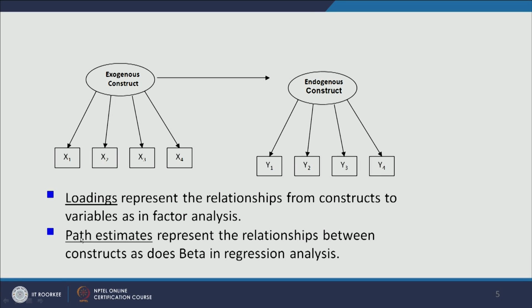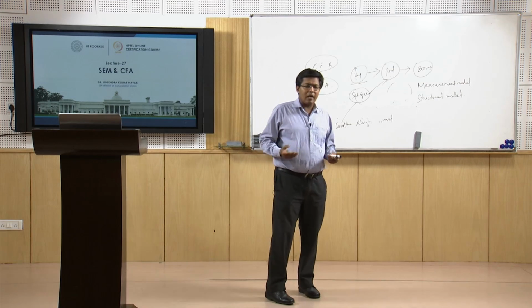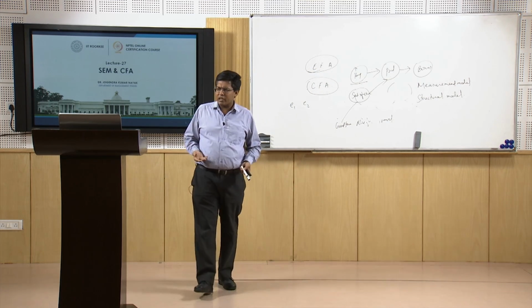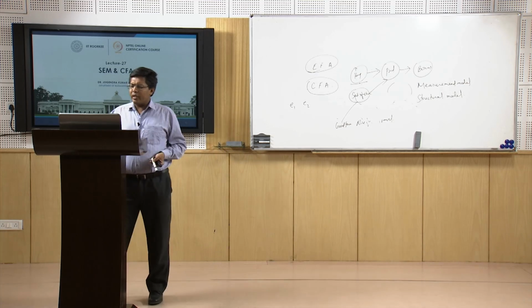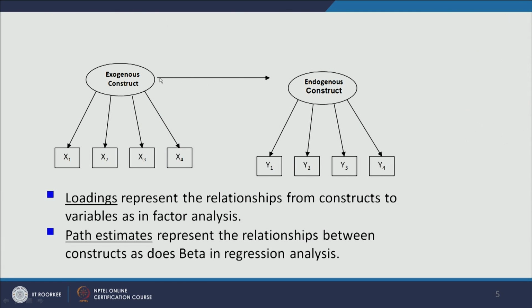And then we have something called a path estimate. This path estimate represents the relationship between constructs, like beta in regression analysis. In regression analysis we were using the unstandardized or standardized beta to understand the effect, the coefficient, the estimates. The same thing we are using here, and the arrow that you see between the two constructs, from the exogenous to the endogenous, this estimate is called the path estimate. Okay.